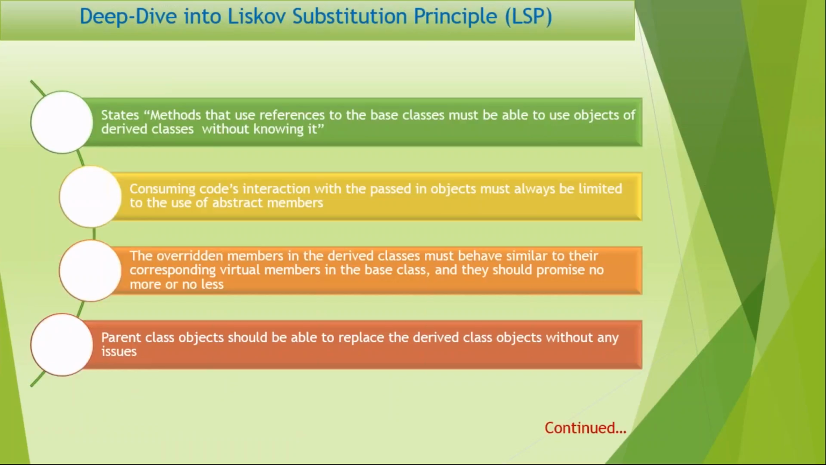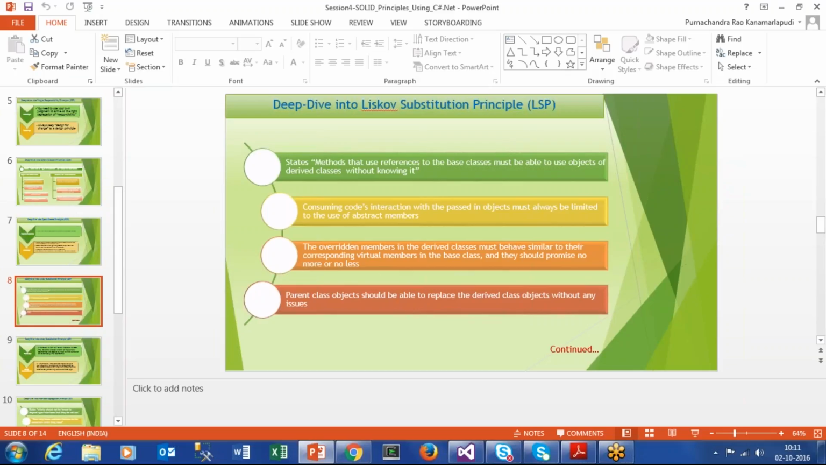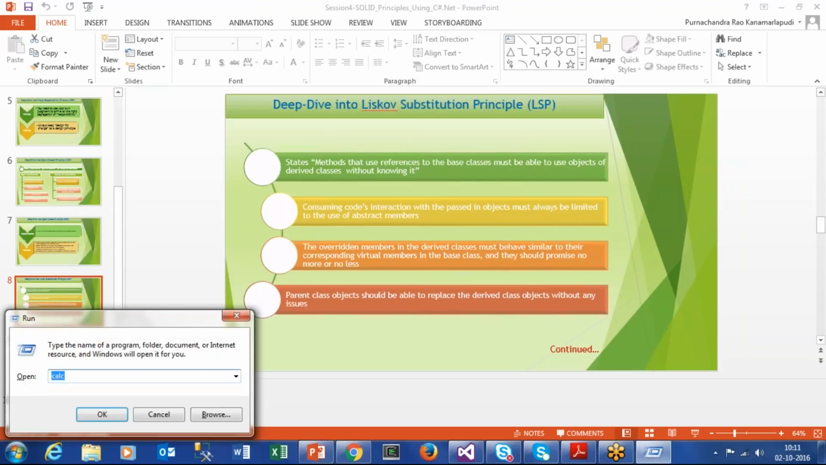So this is Liskov's substitution principle. Let's first understand what exactly this principle is. If you see the definition, methods that use references to the base classes must be able to use objects of derived classes without knowing it. That means, let's understand this definition using our diagram.